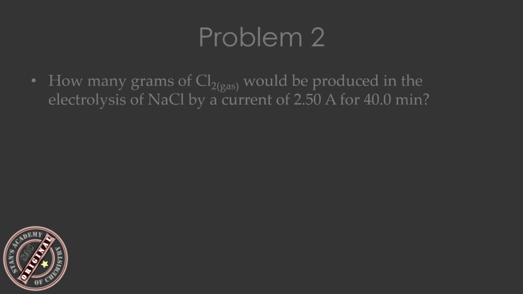Here is a second problem for you. How many grams of chlorine gas would be produced in the electrolysis of sodium chloride by a current of 2.50 amperes for 40 minutes? So here we are trying to produce chlorine gas by the electrolysis of sodium chloride. We know that the current strength is 2.50 amperes, or 2.50 coulombs per second. And the time for which the current is passed is 40 minutes. We have to convert that to seconds. 1 minute is 60 seconds. Using that conversion factor, you can convert minutes into seconds.